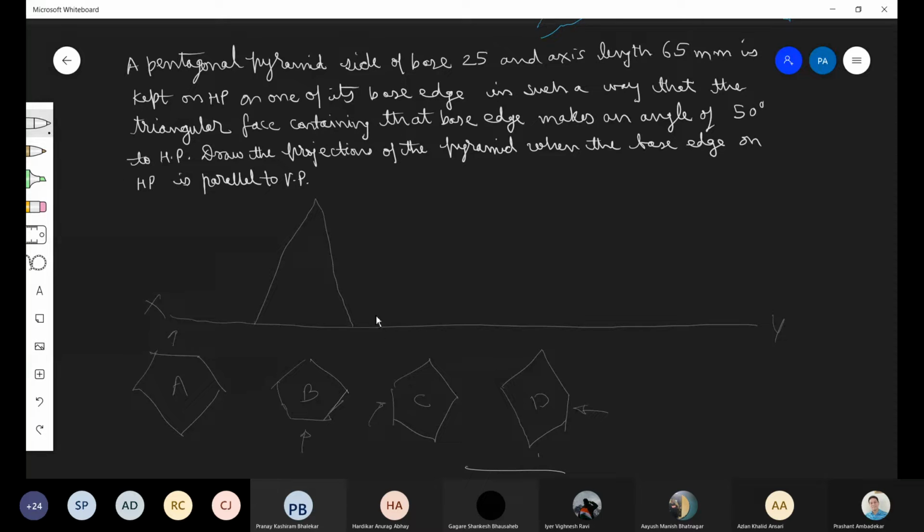ओके आगे क्वेश्चन पढ़ते हैं. यहाँ तक किसी को डाउट है? Okay, so I think it's clear to all of you till here that the front view will be a triangle and the top view will be a pentagon. Now the next question is how will we draw the pentagon? Because unless and until we know this, we cannot draw the triangle. आगे बढ़ते हैं क्वेश्चन को. Is kept on HP on one of its base edge. Okay, base edge. मतलब if I am going to incline it in such a way. Now next stage तो क्या रहेगा?